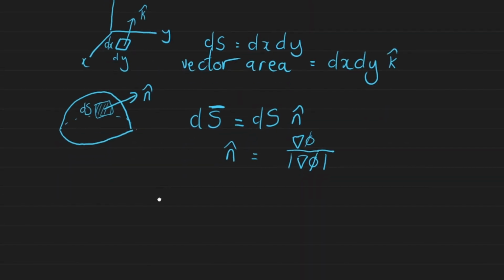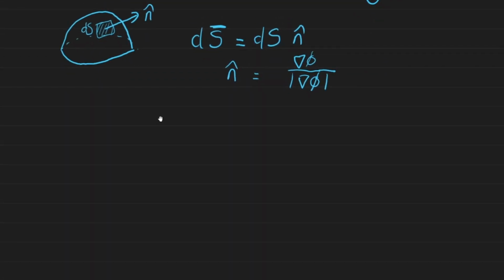So we can now compute what a surface integral actually is. A surface integral is just integrating a certain function. It can be a vector function, or it can even be a scalar function. We'll start off with a scalar function, some scalar function d, multiplied by the vector area. So this would be a surface integral, where d is some function of x, y, and z. So this is a scalar function.